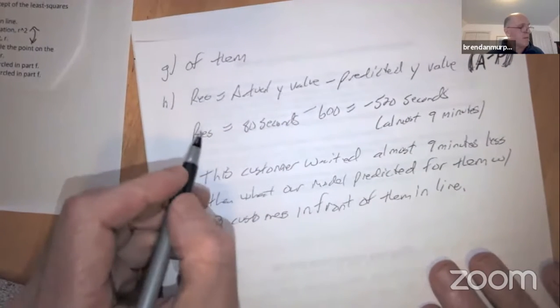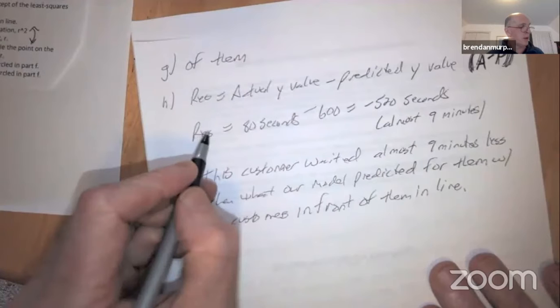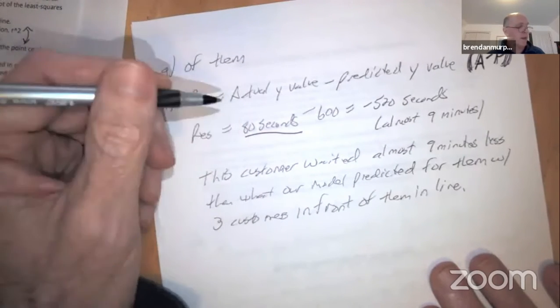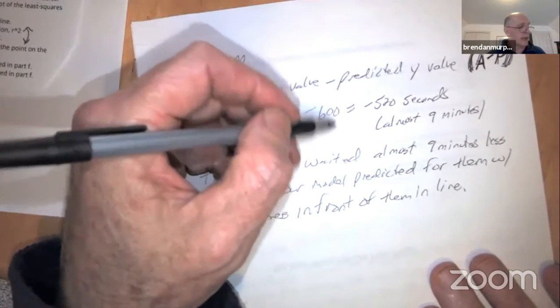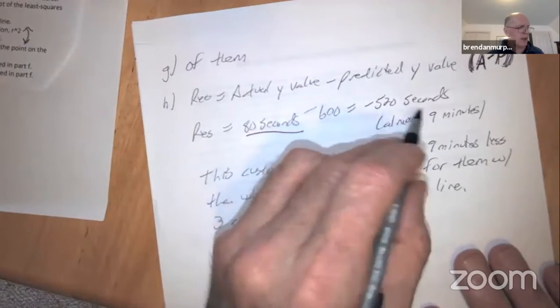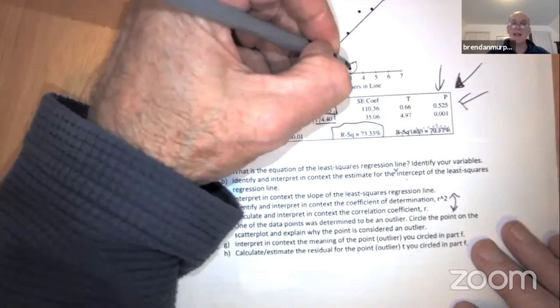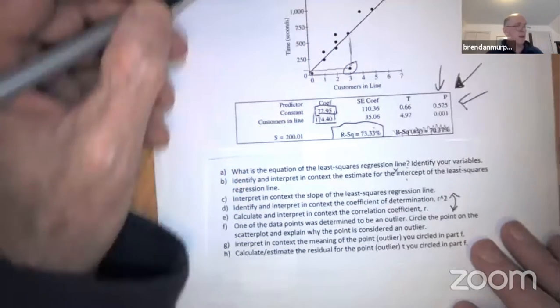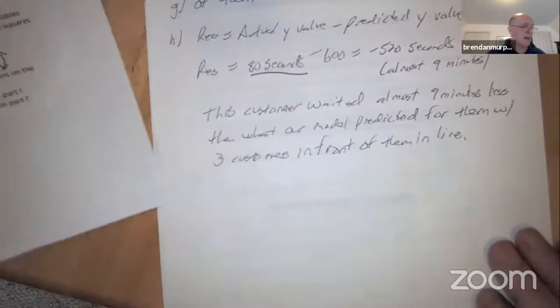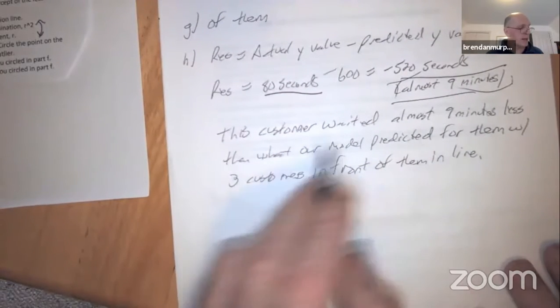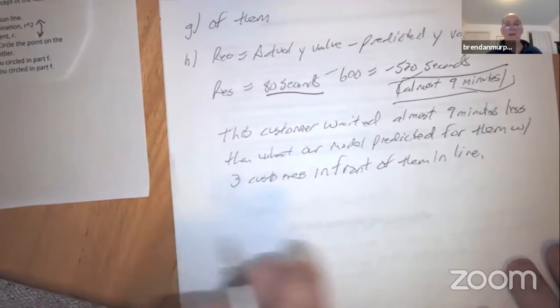So my residual was my actual Y value, which again, I'm just eyeballing, 80 seconds, minus 600, that's what the model would have predicted. Minus 520 seconds, or almost 9 minutes faster. So I guess this person got really lucky, right? This person got in line here, and we would have thought that they would have waited a whole lot longer than that. So it felt like they were waiting a whole lot less, which is a good thing. So this customer waited almost 9 minutes less than what our model predicted, with 3 customers in front of them in line.